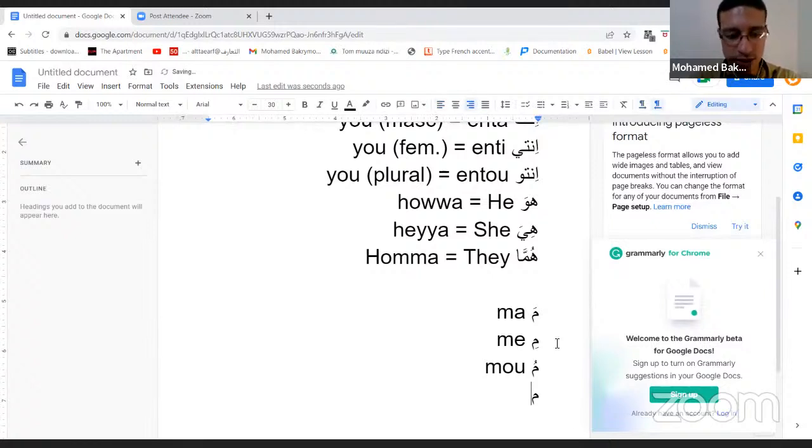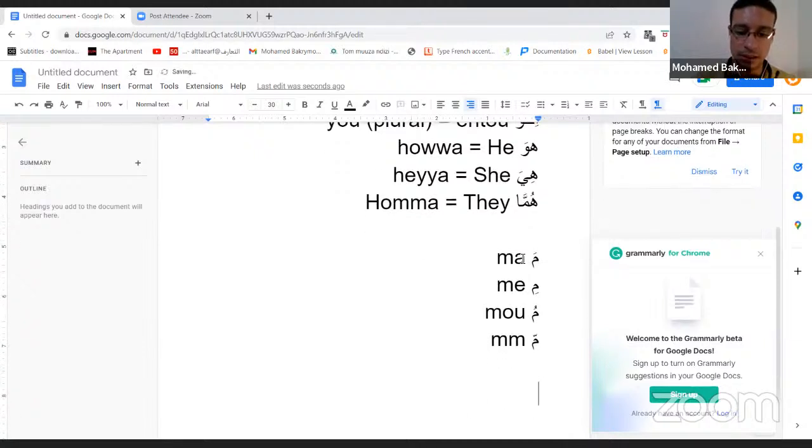small w above the letter means that the letter is doubled. It means that this is not one m, it's double m. So this means it's humma, they. Okay. So these are the subject pronouns in Egyptian Arabic. This is how to pronounce them.